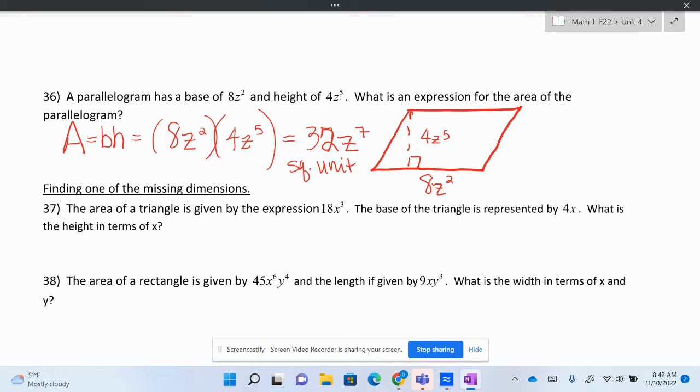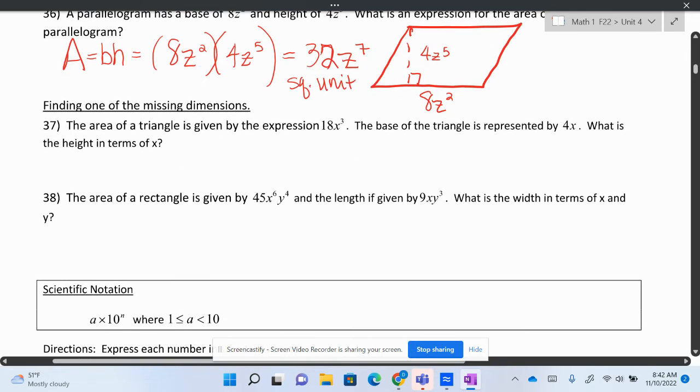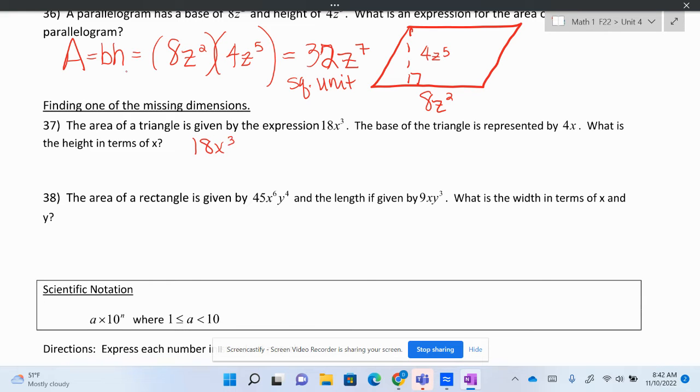Ooh, this is a good one. So now we're finding the missing measure. So we have a triangle and we know what the area is. We know that the area is 18x cubed. Remember that the formula is area equals base times height divided by 2, okay? It says that the base is 4x. I don't know what the height is, so I'm going to use that variable h, but I still have to divide by 2, right? All I did was take the A equals bh divided by 2, and I substituted in the area for this right here and the base.